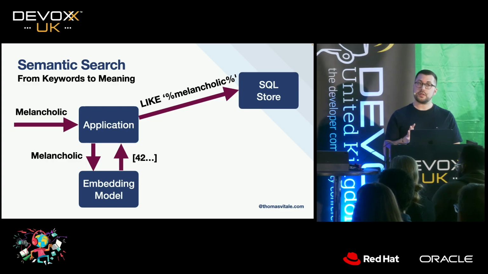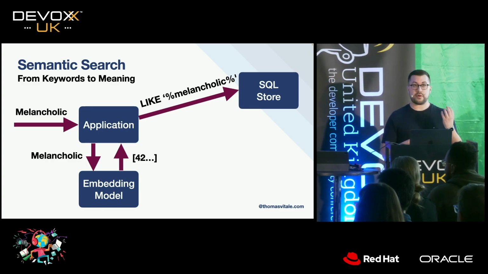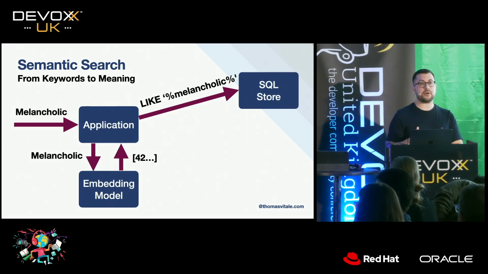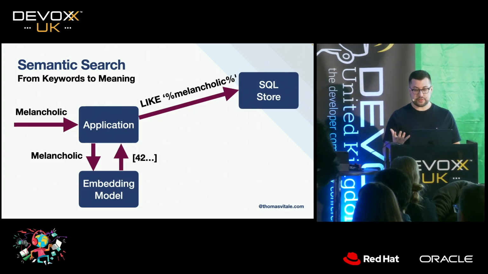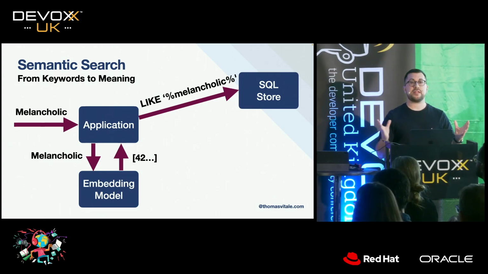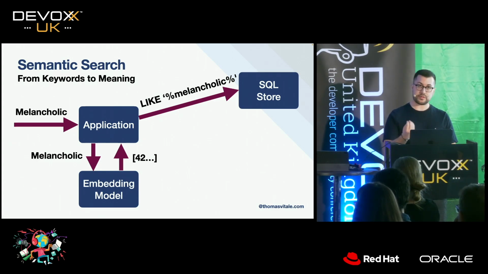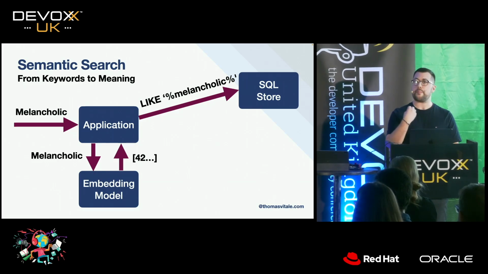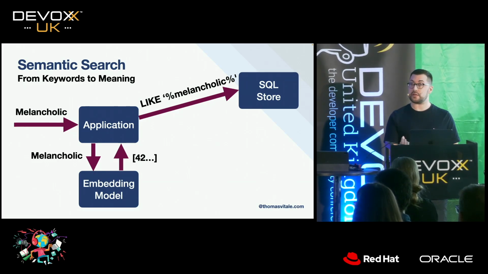Now, with an embedding model, I extract the meaning of a word, for example, melancholic, and generate what is called a vector. A vector is a numerical vector, so you can imagine this big array of numbers that represent the meaning of the word melancholic. So it embeds the meaning of the word melancholic. So if I generate this representation for all the data that I have in my database, I can do this semantic search operation. How does it work?